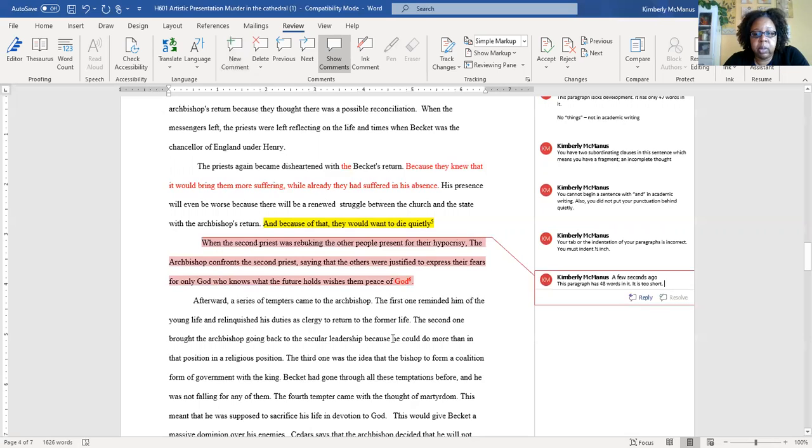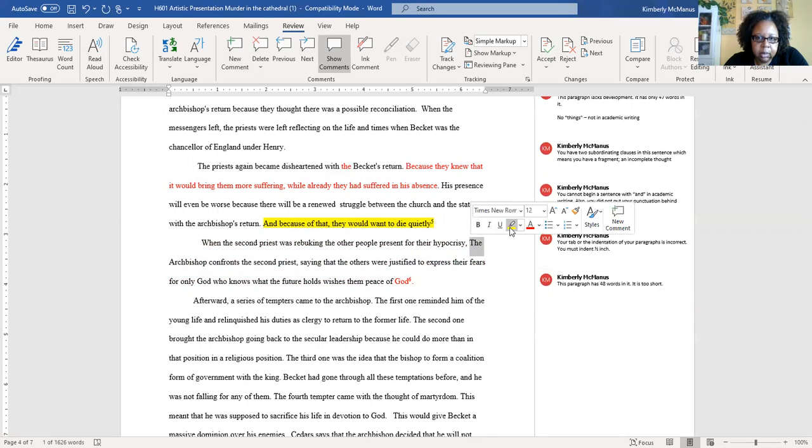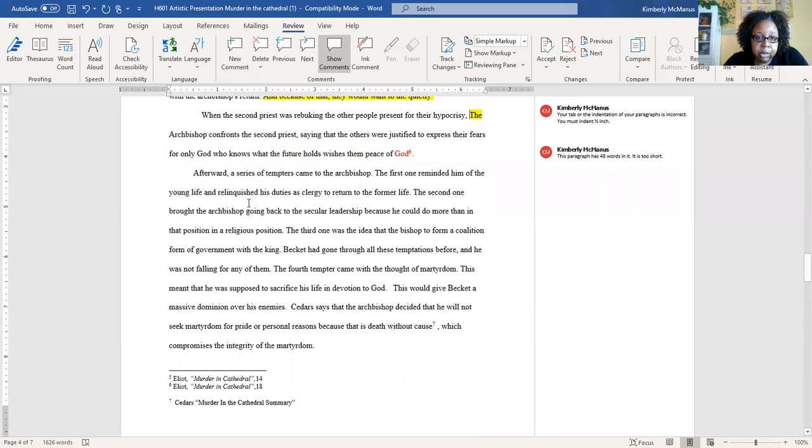When the second priest was rebuking the other people present for their hypocrisy, the, and then why did you capitalize the? Archbishop confronts the second priest, saying that the others were justified to express their fears, but only God, who knows what the future holds, wishes them peace of God. Afterward, afterward, afterwards.